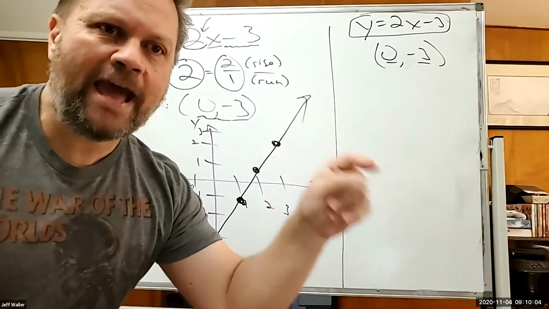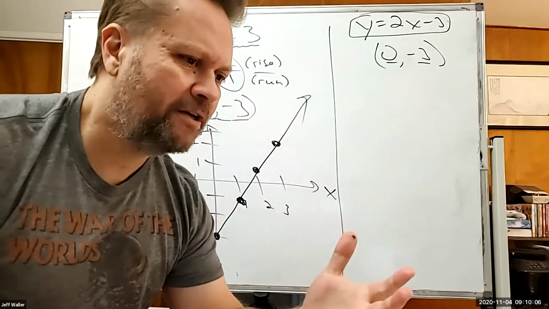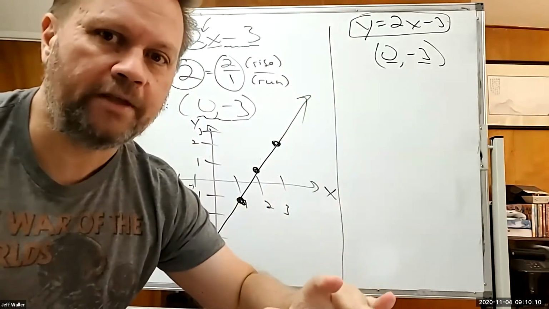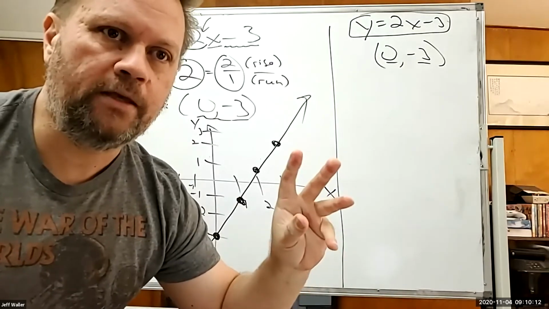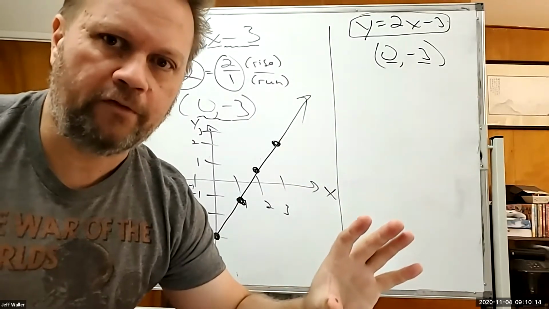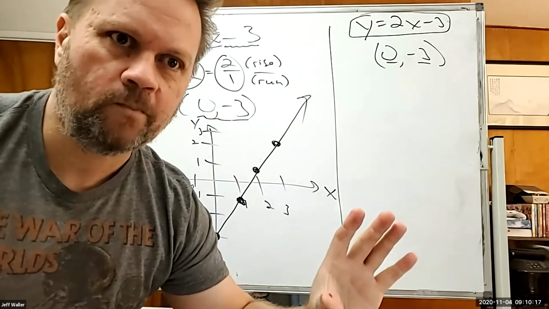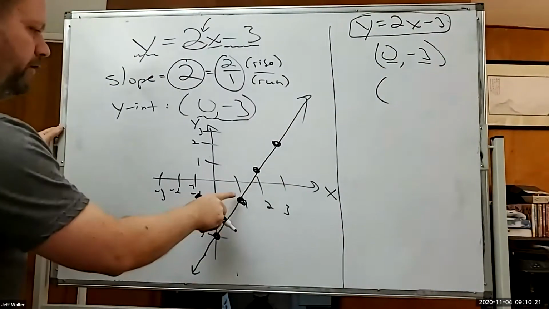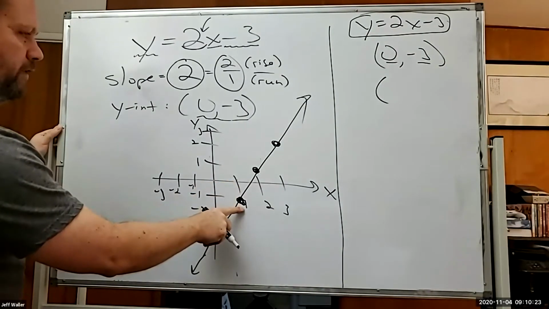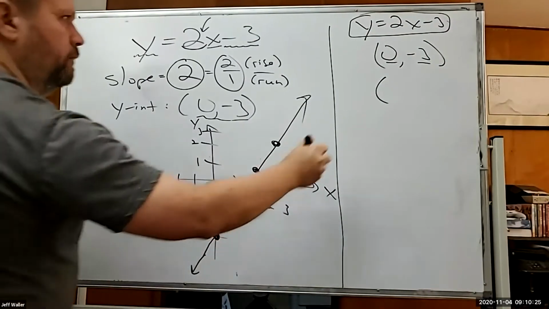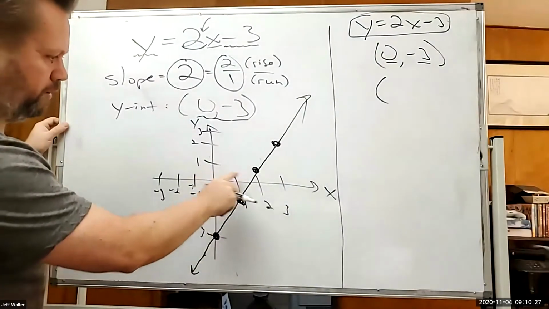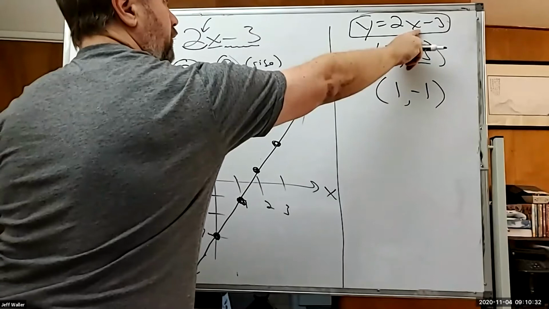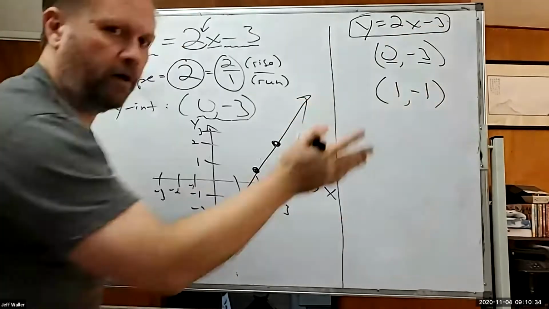If I asked you to make a complete list of all the answers, why would that be an absolutely horrible thing for me to make you do? Let's get another answer here. Another answer looks to be 1, -1. Do you guys see that? 1, -1. Is that cool? And does that work? If I put a 1 in for x, I get 2 - 3, -1 comes out.